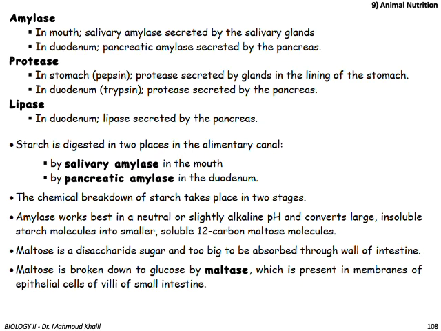Starch is digested in two places in the alimentary canal: by salivary amylase in the mouth, and by pancreatic amylase in the duodenum. This chemical breakdown of starch takes place in two stages. Amylase works best in neutral or slightly alkaline pH and converts large insoluble starch into smaller, soluble 12-carbon maltose chains. The maltose is a disaccharide and too big to be absorbed through the wall of the intestine. That's why maltose is broken down to glucose by maltase, which is present in the membrane of the epithelial cells of the villi of the small intestine.